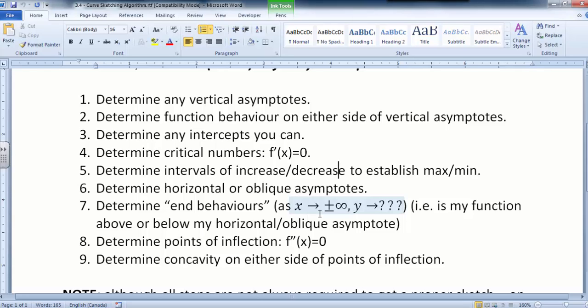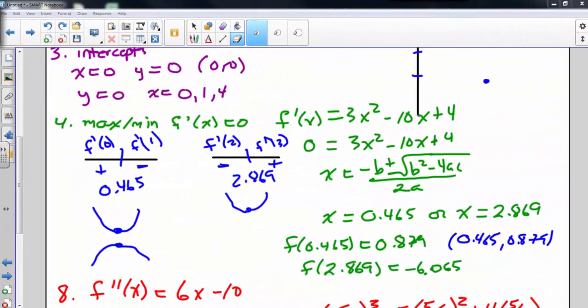Determine end behaviors. So what happens way out on the left and way out on the right? I happen to already know this because I don't have a horizontal or oblique asymptote. I know I'm just going to continue on up and down. I know it's a cubic function, so I've thought that part through already.